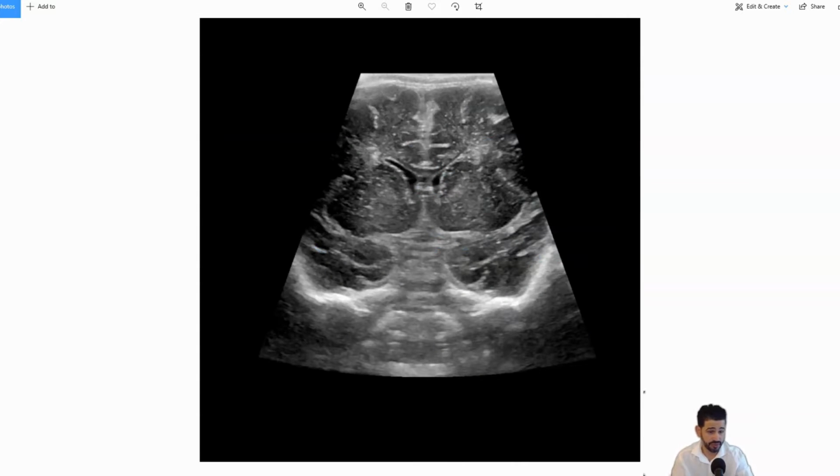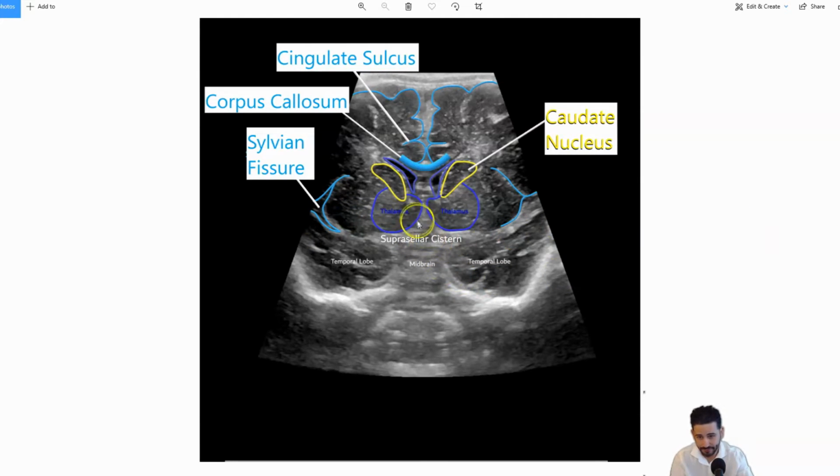Like I said before, with the micro curved array probe, the images are just fantastic. This one's with a linear, see it much prettier. So again, Sylvian fissures. This is just slightly more posterior. You got the suprasellar cistern right here, thalamus, caudate nucleus. So bleeds would start around here in coronal, temporal lobes, midbrain, cingulate sulcus, and then the Sylvian fissures, which I already said. And then that blue macaroni corpus callosum.